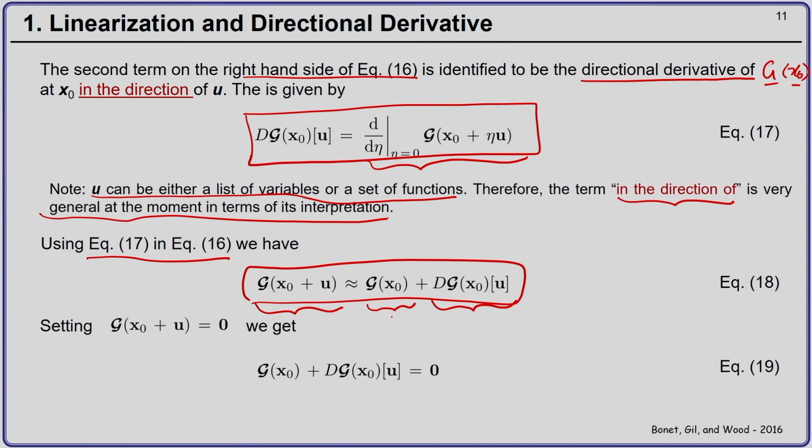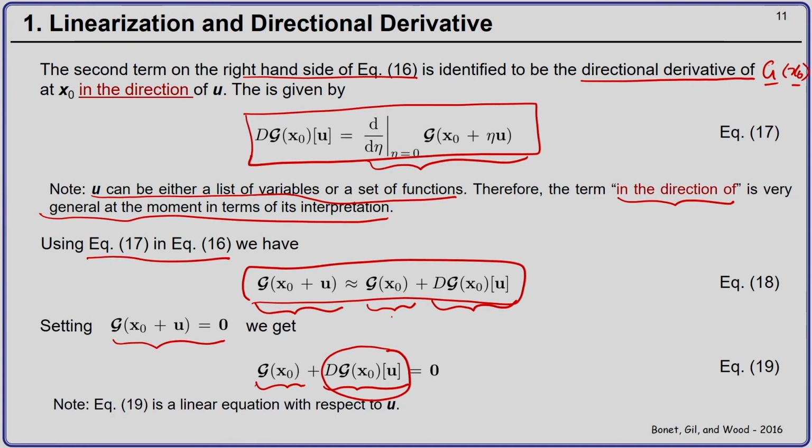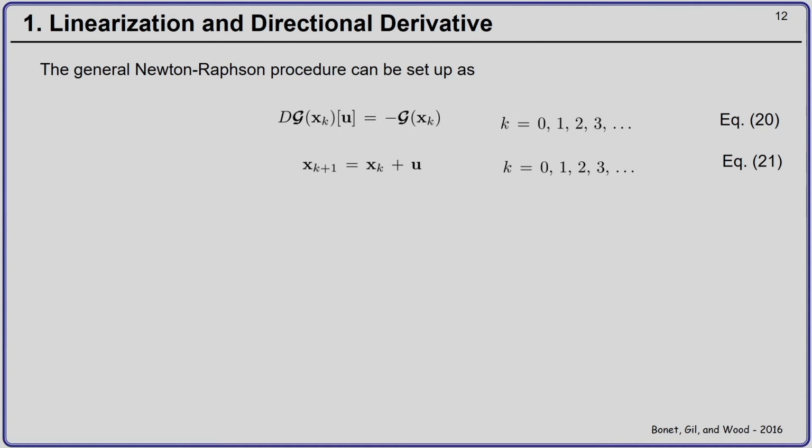Now, if you set the left hand side equal to 0, then you get g of x 0 plus the directional derivative of g at x 0 in the direction u equal to 0. This directional derivative of g at x 0 in the direction u is linear in u. So, this equation 19 is a linear equation with respect to u. You can basically solve for u, and this will help you set up the Newton-Raphson procedure.